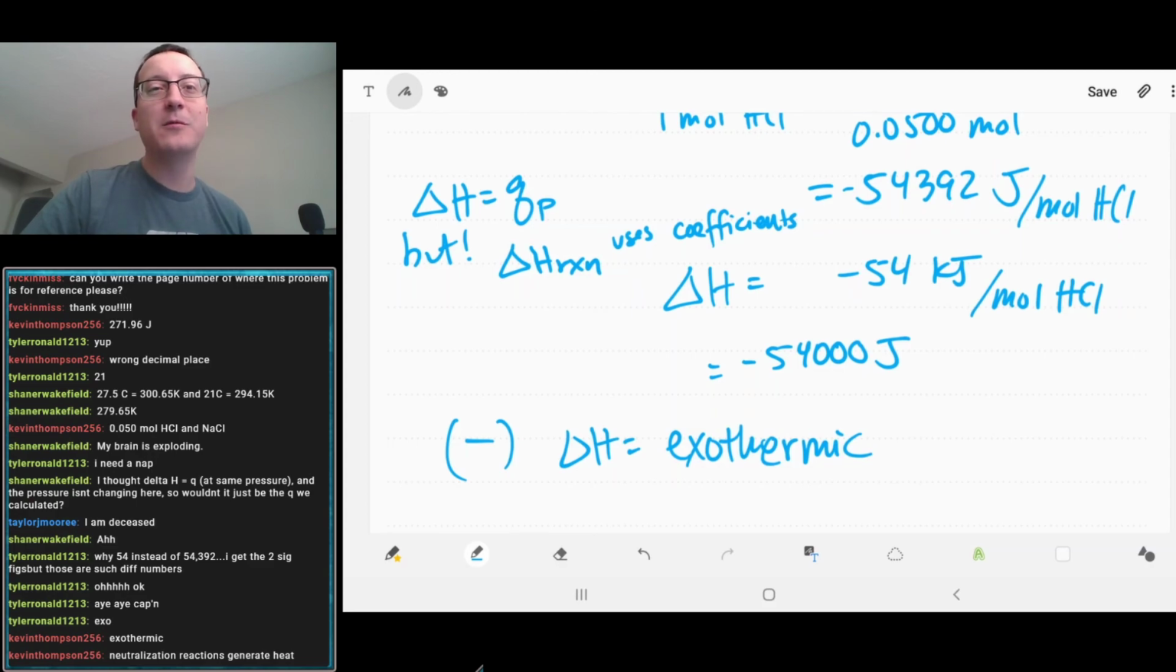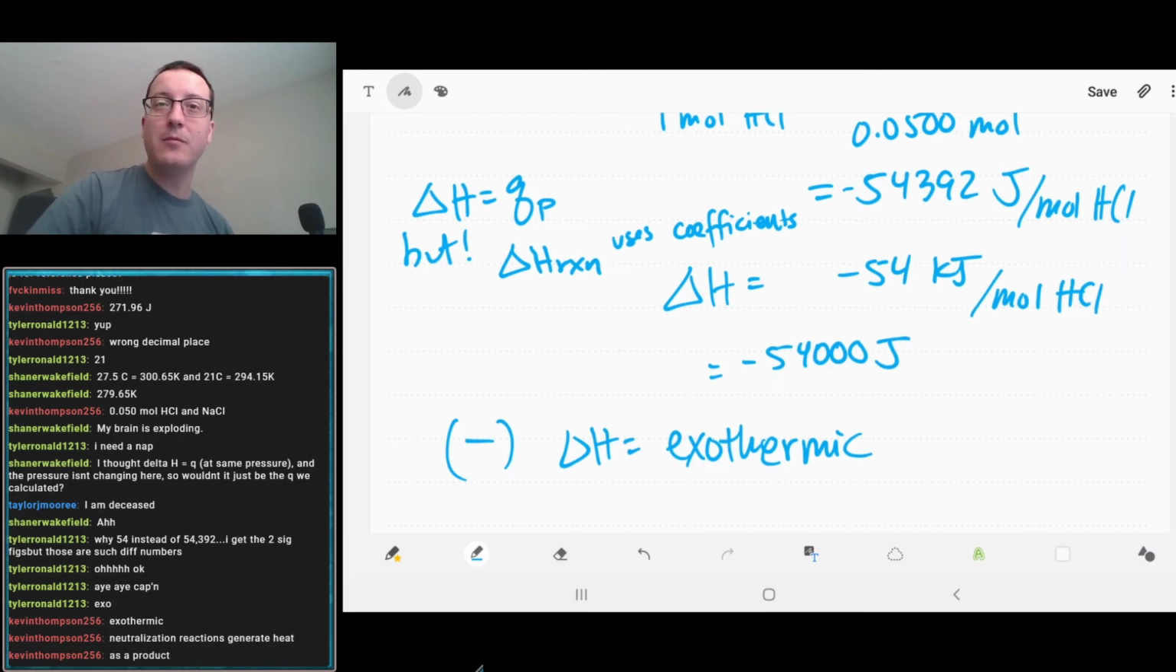Yes, and it's also fairly well known that neutralization reactions are exothermic. So again, we have not kind of violated any things that we've learned already. So yeah, and so that's why heat is a product. That's why it's negative here.